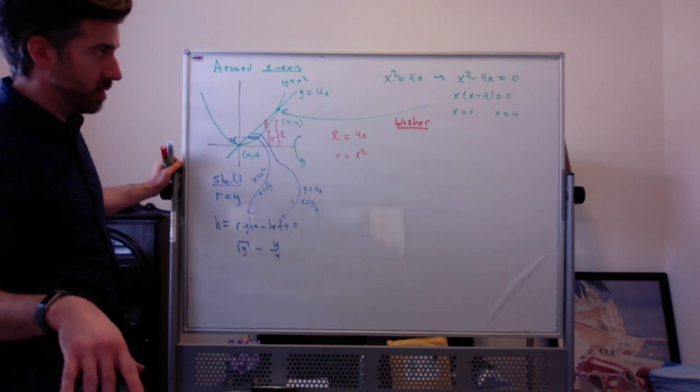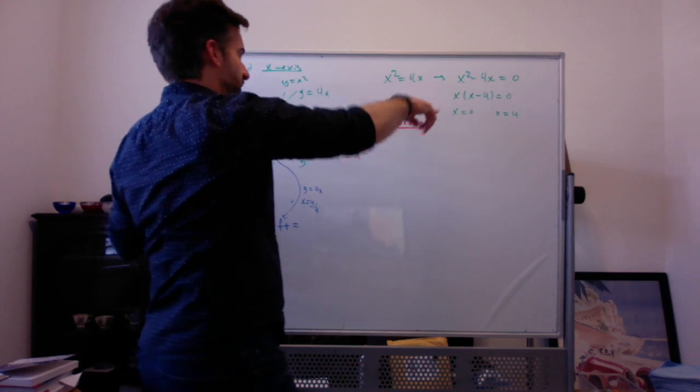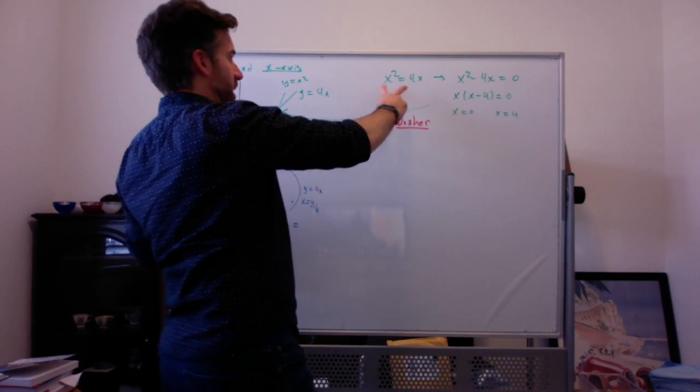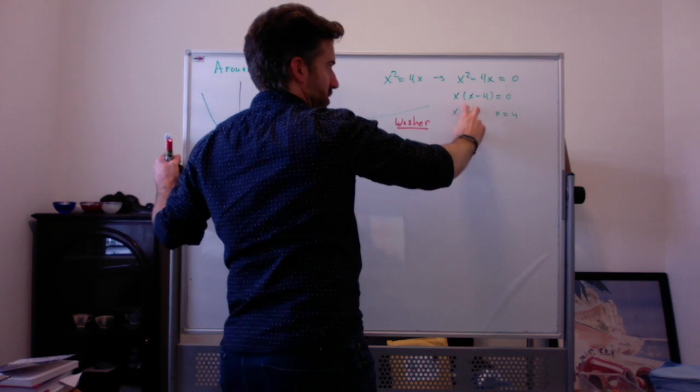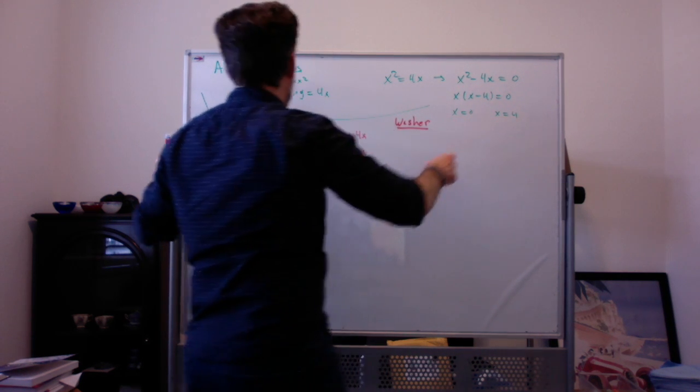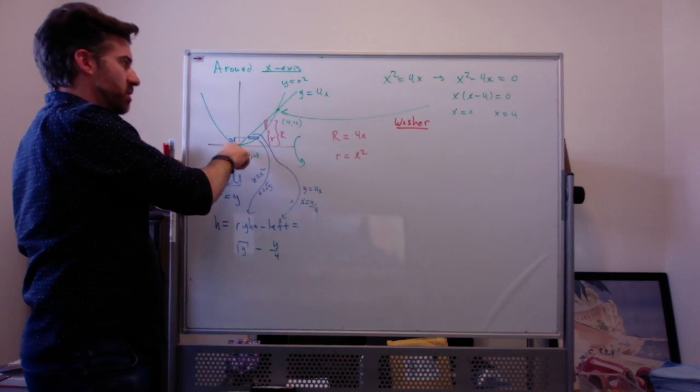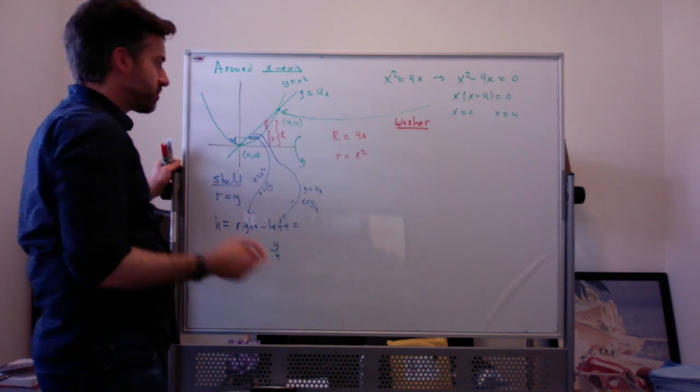Also, sorry, I should back up one second. Over here is the work to find the points of intersection. You set x squared equal to 4x. You bring the 4x over to the left, you factor out an x, you get x equals 0 and x equals 4. So the points of intersection are (0, 0) and (4, 16).